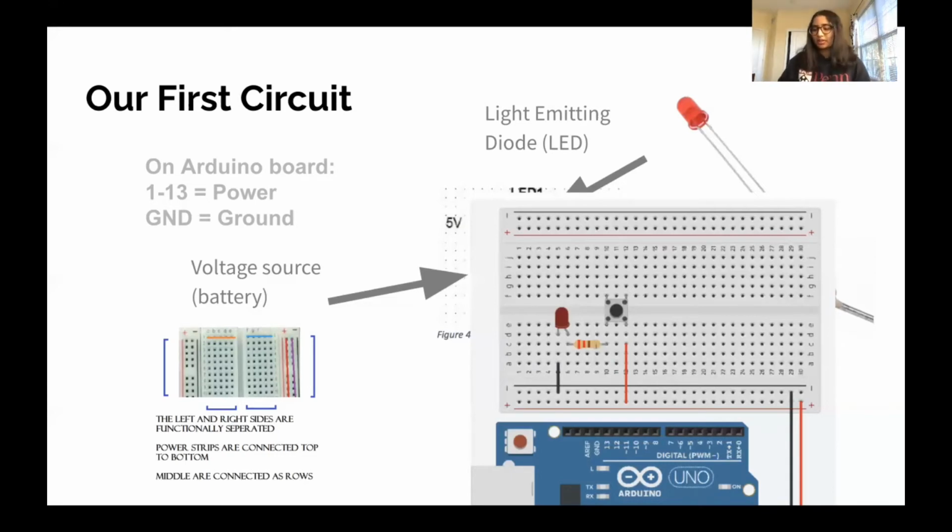Another component would be our LED. It looks like this. It could come in a lot of different colors, and when you build the circuit correctly, this will light up. So yeah. Our last part would be the resistor.